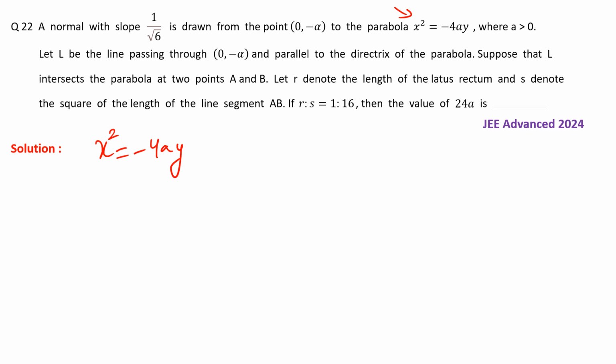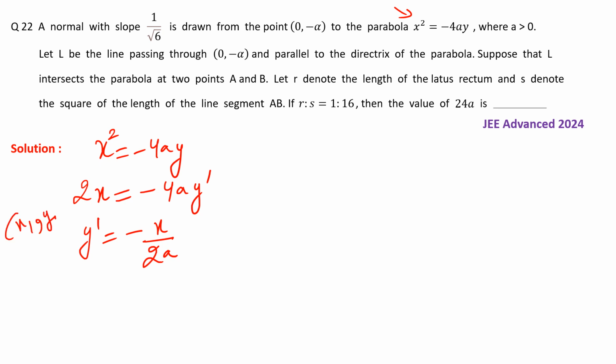Now differentiate both sides of this equation with respect to x. So 2x becomes equal to -4a y'. y' becomes equal to -x upon 2a. Right? Now suppose we are dropping normal at the point (x1, y1) onto this parabola. That means the feet of the normal is (x1, y1).